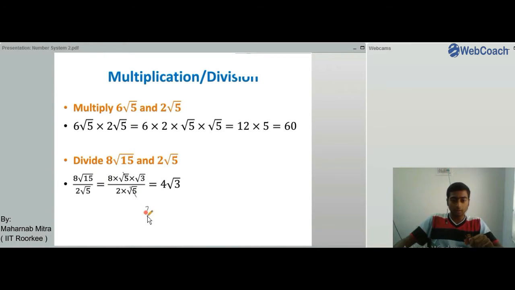So finally what we get is 8 times square root of 3, which we can write as 8 root 3, divided by 2, right? So what we do here is the same thing. First we club the real parts together and the imaginary parts together, and then we multiply them together. So we take 8 by 2 first. Whatever be the value of 8 by 2, we will multiply it with square root of 3, right? So we get 4 times square root of 3, which gives us our final answer, right?